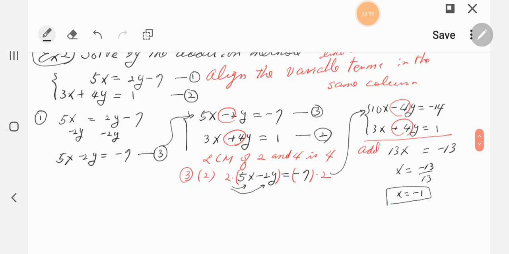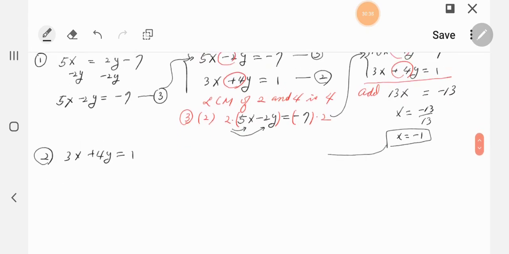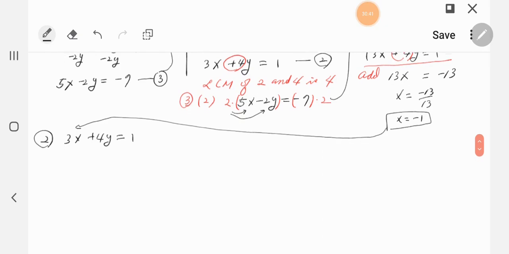Okay, so from this one, let's find the y value. Why don't we use equation 1? So from equation 1, we can find y. Equation 1 or equation 2, doesn't matter. Alright, I want to use equation 2. So equation 2 is 3x plus 4y is equal to 1. And then this x value will be replaced by negative 1, right?